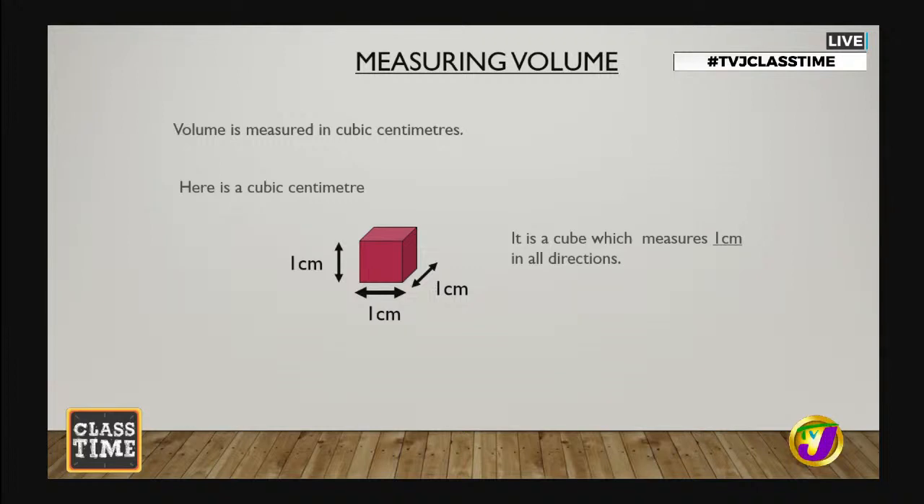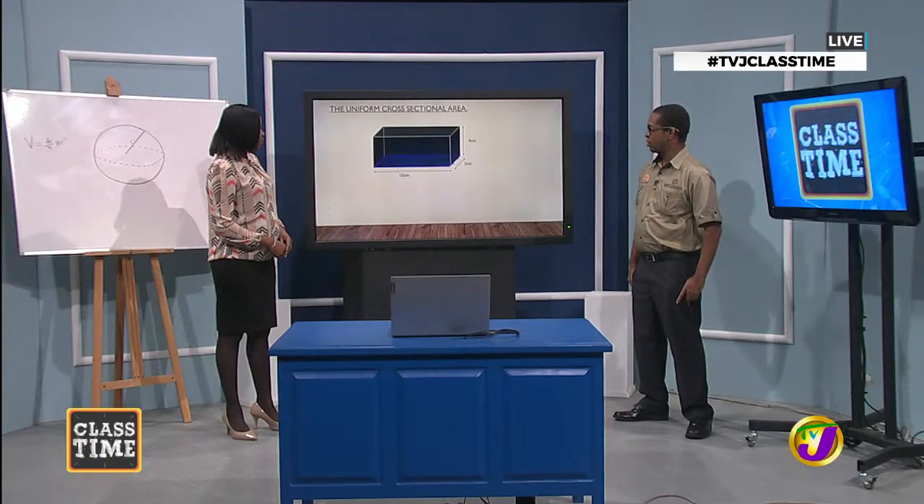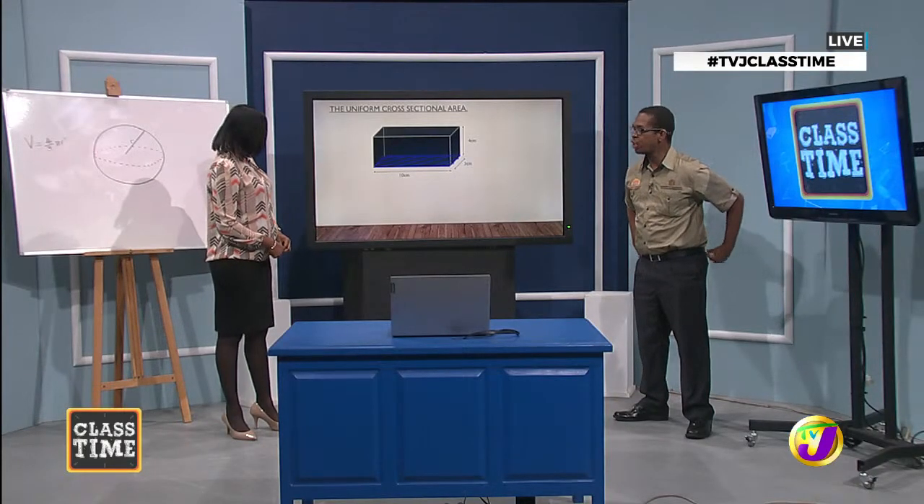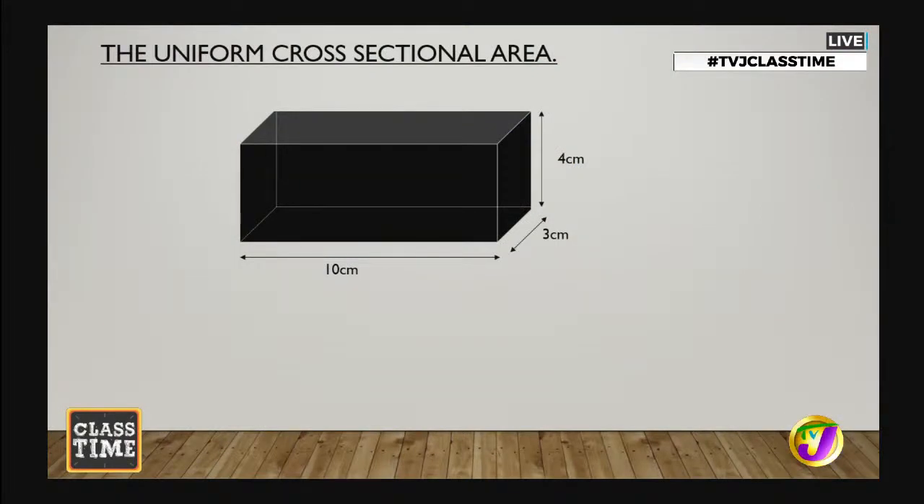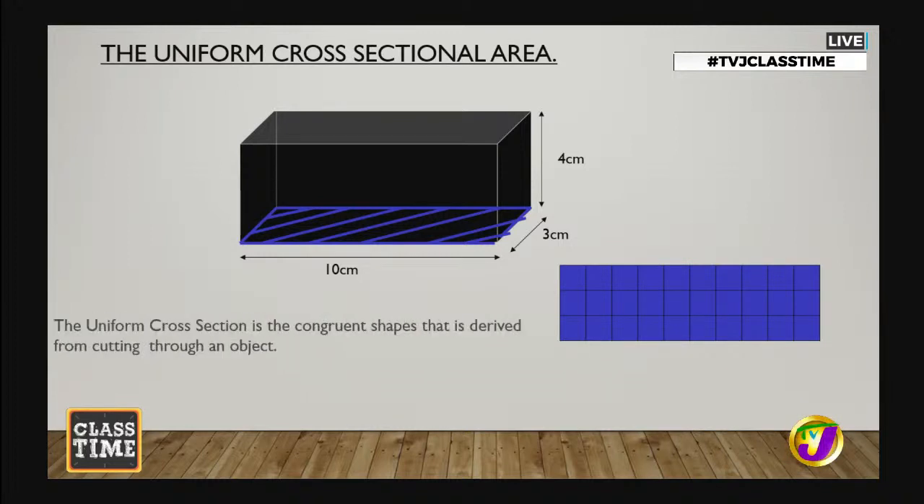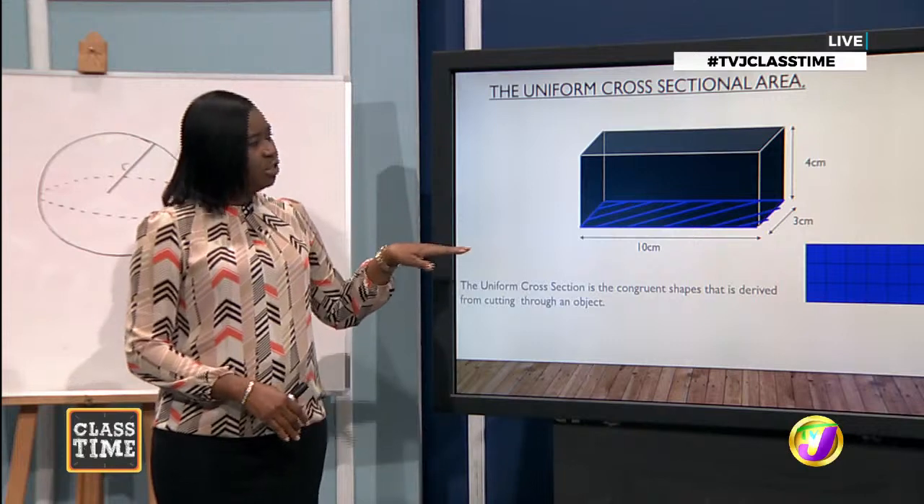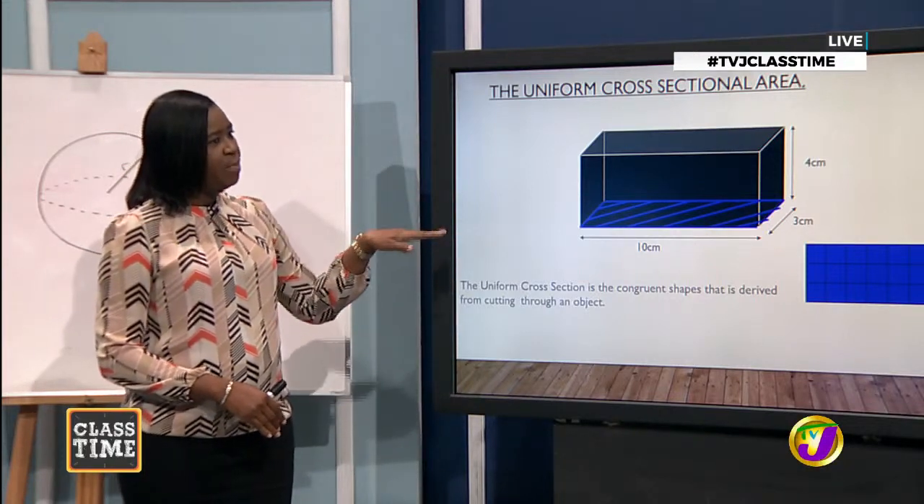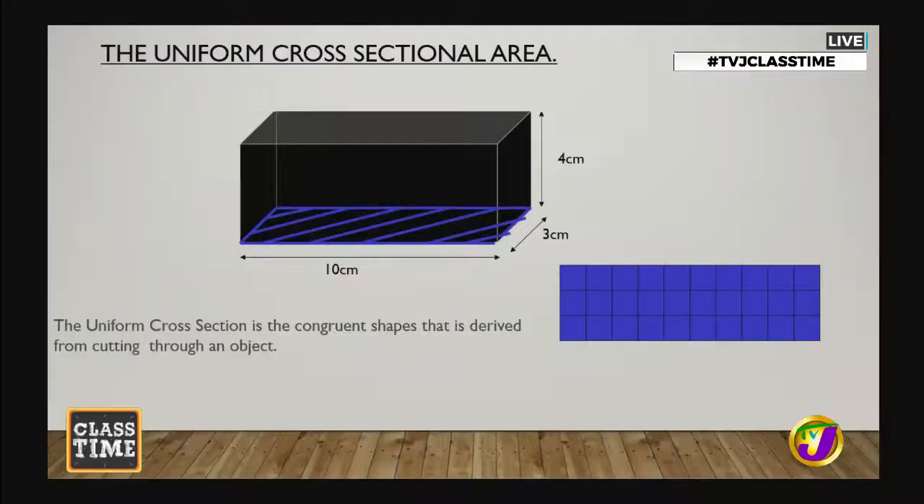So, Tyrone, talk to us about uniform cross-section. Okay, as you see here, the uniform cross-section of this shape is the region that is going to be uniform throughout. And it's a congruent shape formed by cutting through the object. Okay, so if we slice through this cuboid in the same direction throughout, what we are seeing, the shape that is consistent, would be the cross-section, and in this case, a rectangle. Yes, in this case, it would be a rectangle.